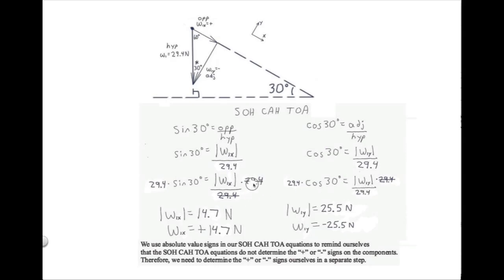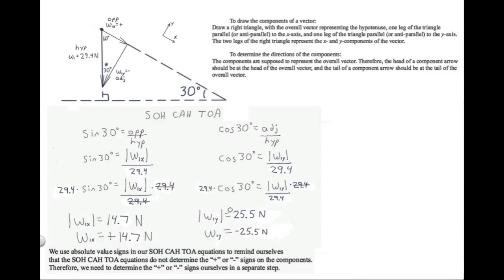Notice that here I correctly crossed out these two numbers to show that these two numbers are canceling, but over here on this side, I forgot. I forgot to cross out this number. I should have crossed out this number to show that these two numbers are canceling as well. We use absolute value signs in our SOHCAHTOA equations to remind ourselves that the SOHCAHTOA equations don't determine the plus or minus signs on the components. We need to determine the plus or minus signs in a separate step. Well, we can see that Wx is pointing in our positive x direction and Wy is pointing in our negative y direction.